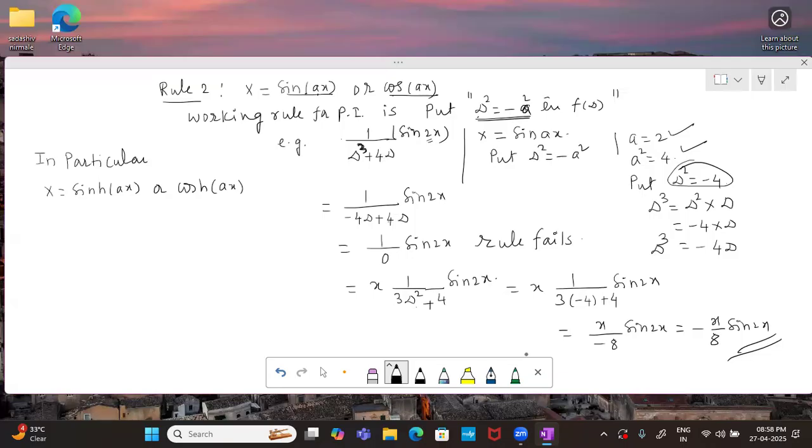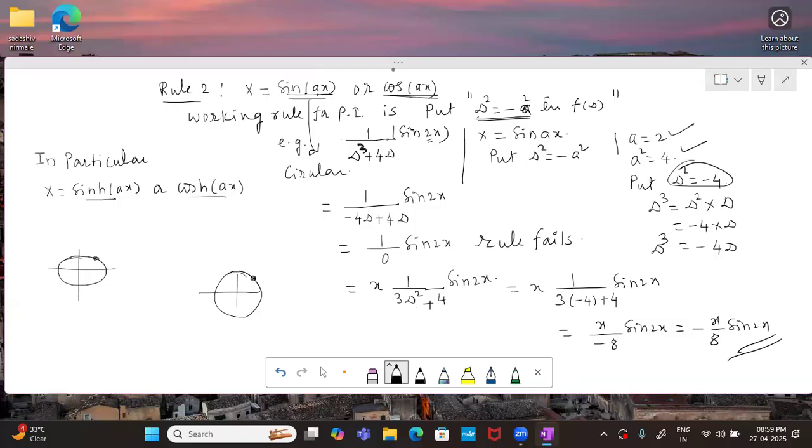The only difference is trigonometric functions are called circular functions because they represent the point on the circle. Every point on the circle can be represented by sine function or cosine function. And every point on the hyperbola is represented by these two functions, sine hyperbolic x or cos hyperbolic x. That's why they are known as hyperbolic functions. And trigonometric functions are also known as circular functions, circular in the sense they represent the point on the circle.